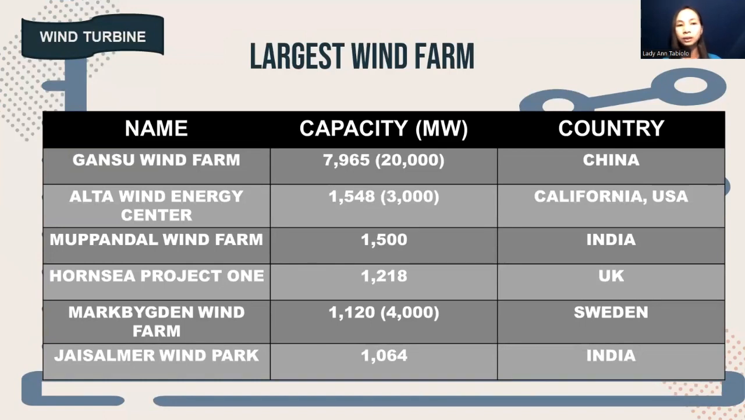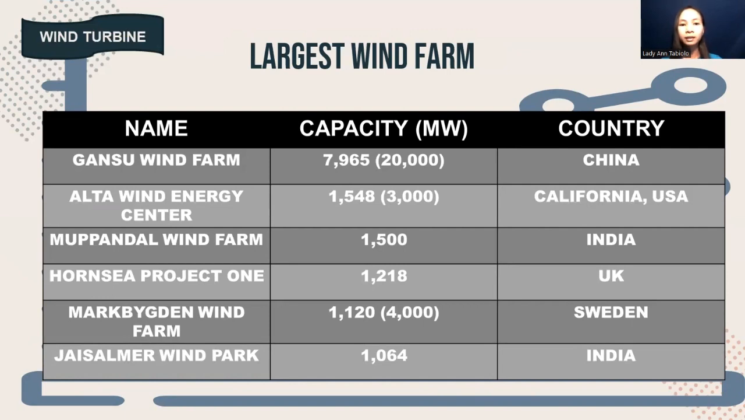And then the second one is Alta Wind Energy Center na mayroong 1,548 megawatt capacity and still continue to expand, which has a target goal na 3,000 megawatt capacity na matatagpuan naman sa California, USA. Next is Mapundal Wind Farm na mayroong 1,500 megawatt capacity na matatagpuan sa India. Hornsea Project 1 na mayroong 1,218 megawatt capacity na matatagpuan sa UK.